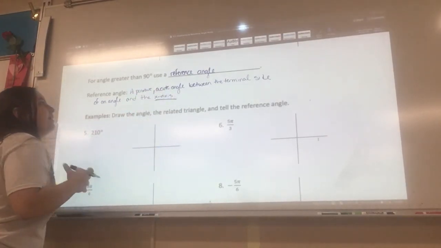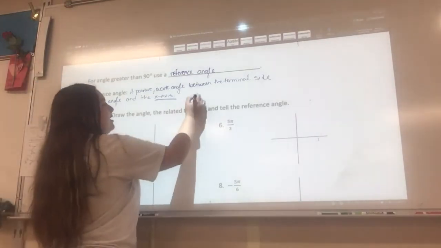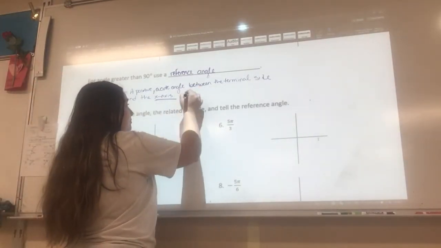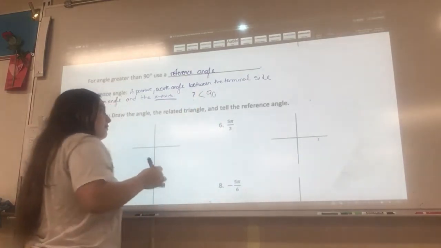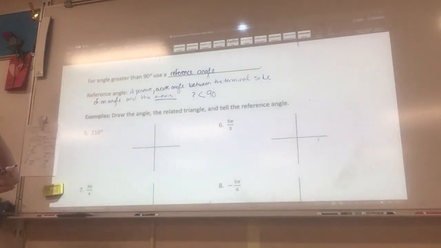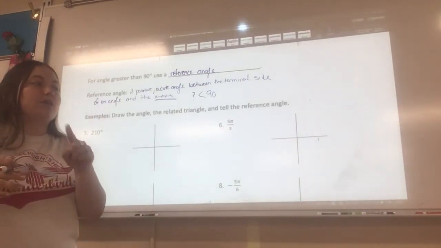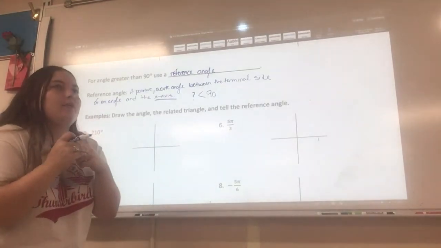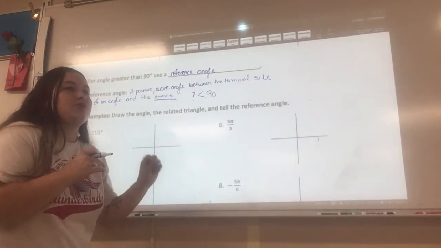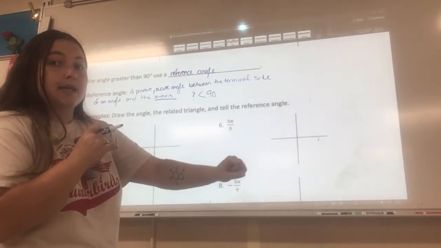So we're determining a reference angle. So it is anything that is less than 90 degrees. It's always less than 90 degrees. And we're going to have to draw the angle, the related triangle. So we're going to look at the triangles now. So we're getting more into what's happening. And we need to tell the reference angle. Reference angles are important. You need to get it down for this one because your next lesson deals a lot with reference angles. Okay?